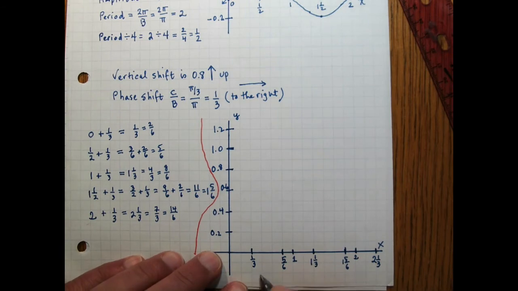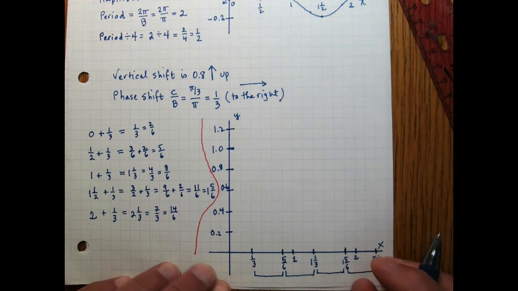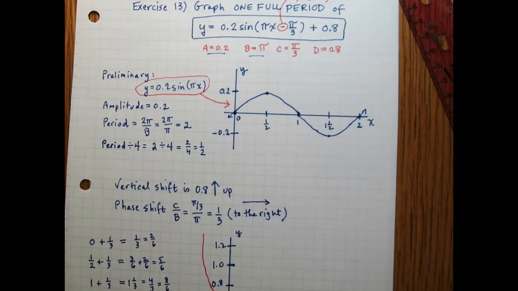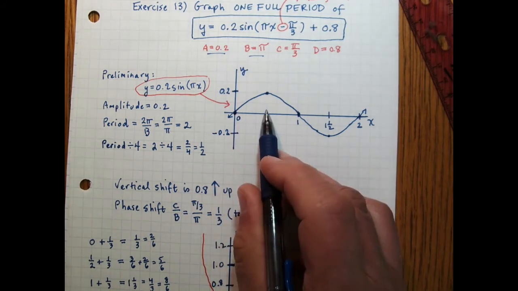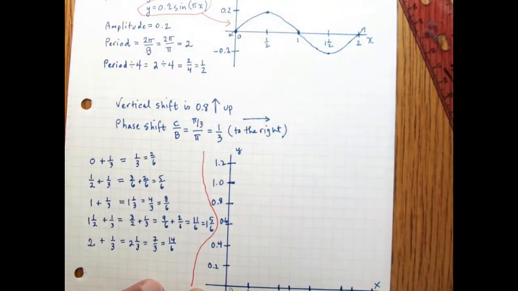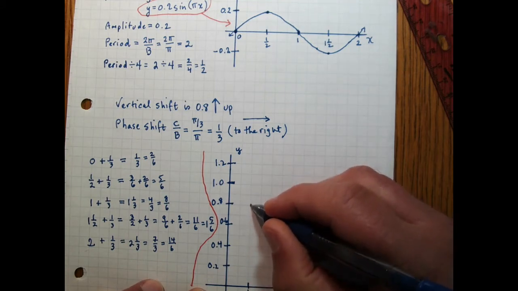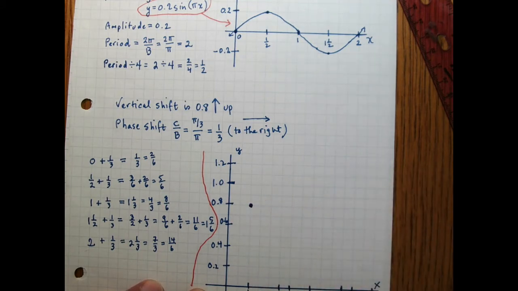So notice between each one of the important values, from the way I set this up, there are 3 squares, so they're all equally spaced. And those are going to be the important x values I need for drawing my graph now. So I'm going to take my preliminary graph and shift it to the right and shift it up. I'm going to take this 0, 0 point, and on my final graph I'm going to shift it over 1/3 to the right, and then shift it up to 0.8. So that original 0, 0 point ends up way up here.